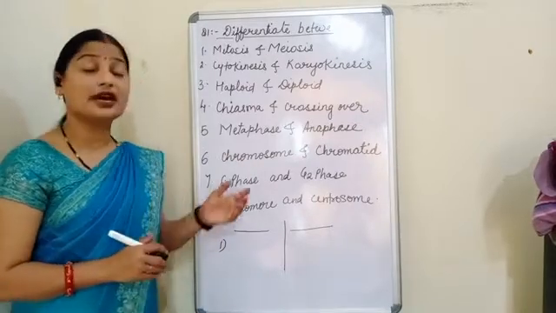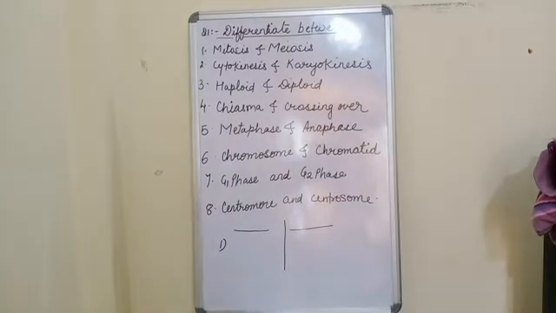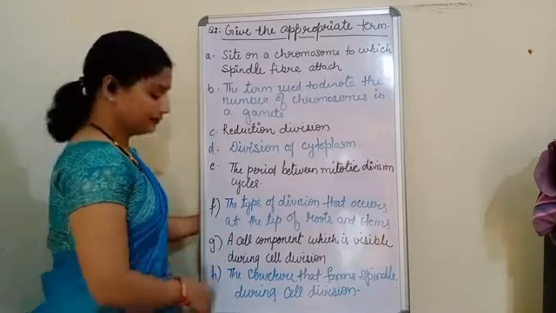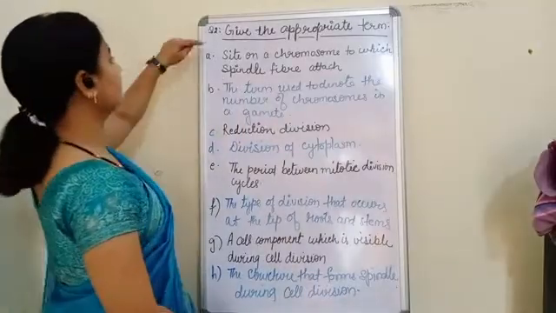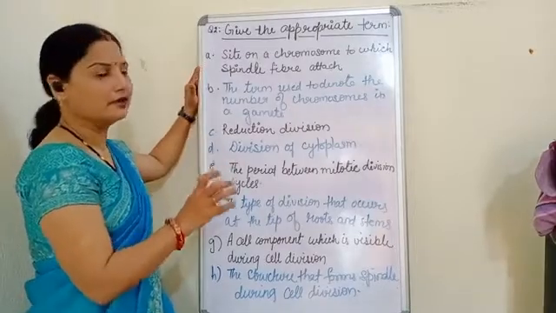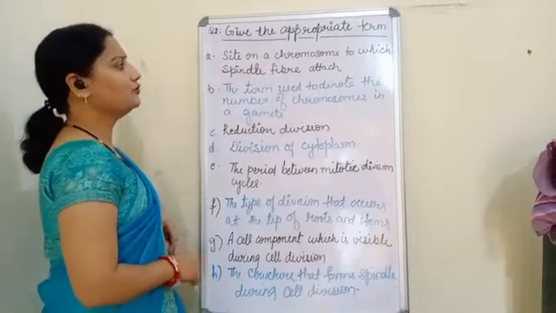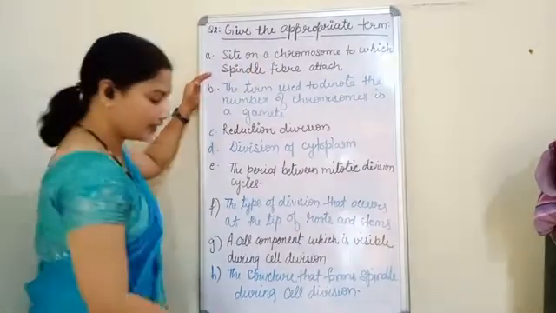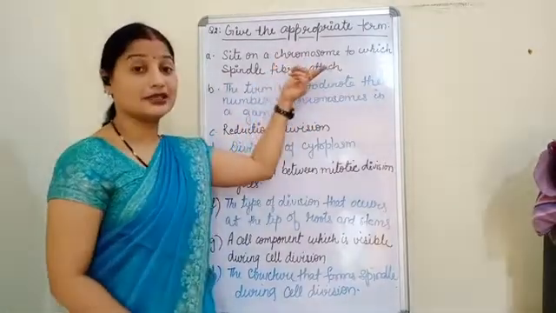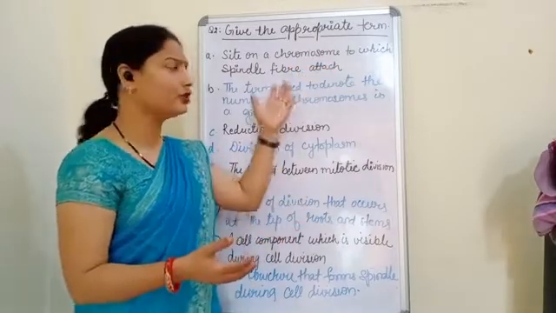Now let us start the question number 2. Now see, your question number 2 is give the appropriate term. Clear? You have to write down only the term for all this statement. A is site on a chromosome to which spindle fiber attach. Now what is that site to which the spindle fiber attach? Yes, in just 1 or 2 videos before I have taught you these things.